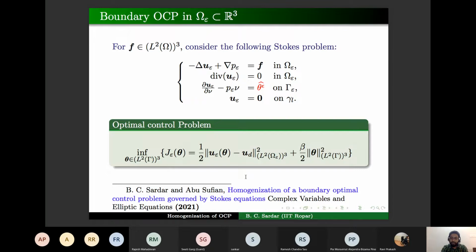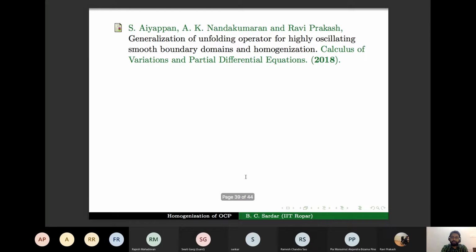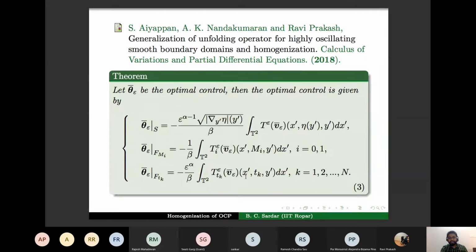For the characterization of this optimal control problem, we are going to use the unfolding operator, and for this we need the generalized unfolding operator, introduced in this article. Using this generalized unfolding operator, we have the characterization of this optimal control. It is given in this fashion. For the notation we need to check our article. And this is the characterization at the epsilon level.